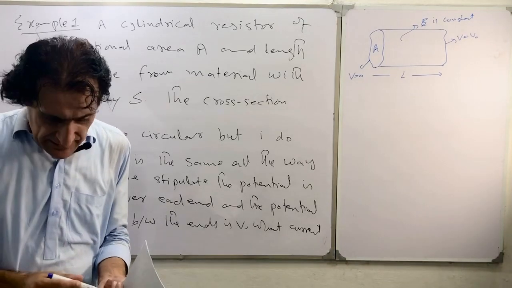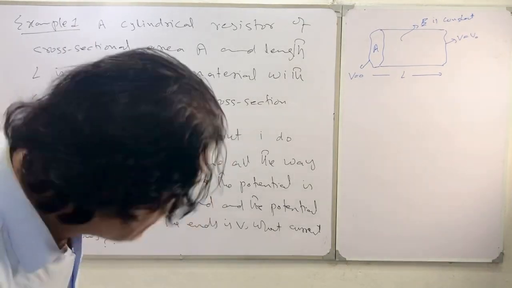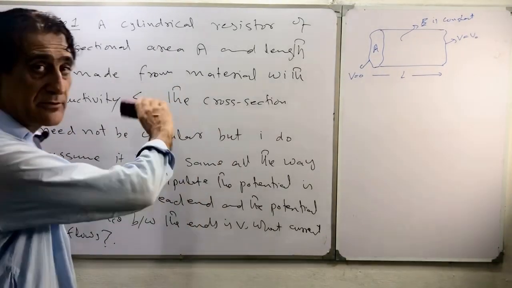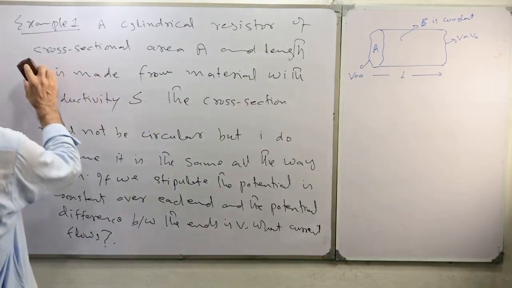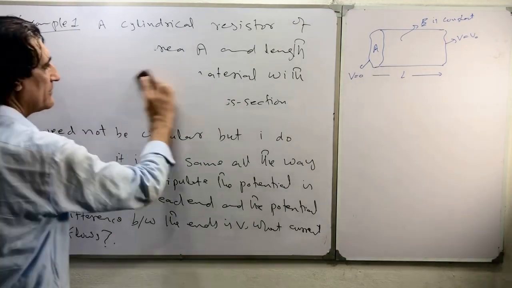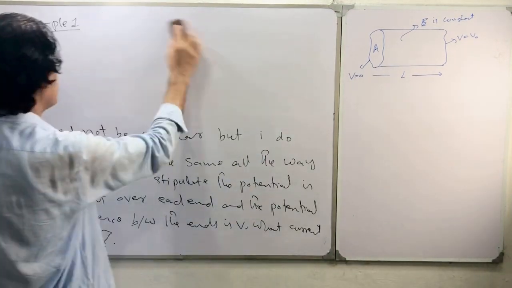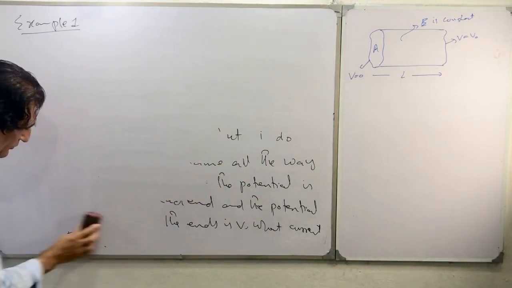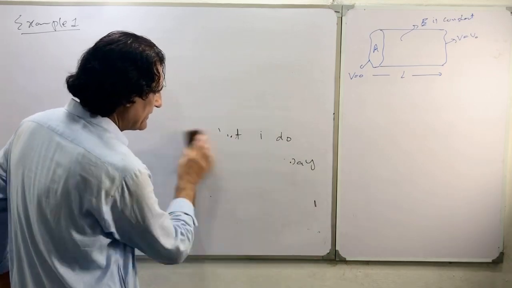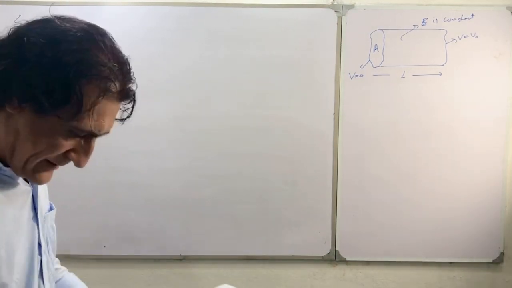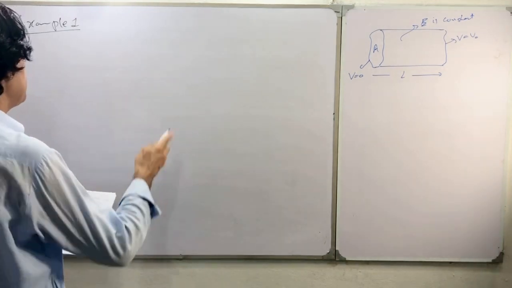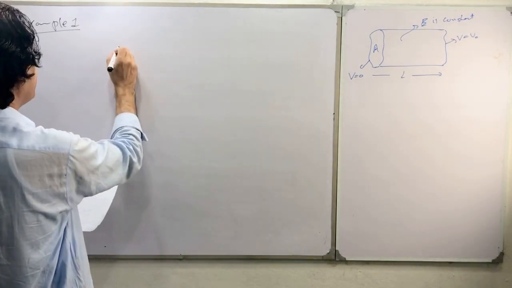So how to solve this example? I want to review this. You can see this in your book as well. So this is example number 1. So how to find out the current here? We know, as the solution, the current density.